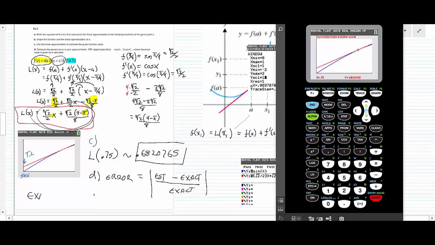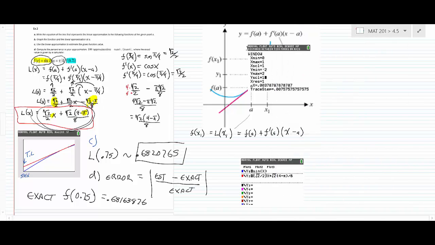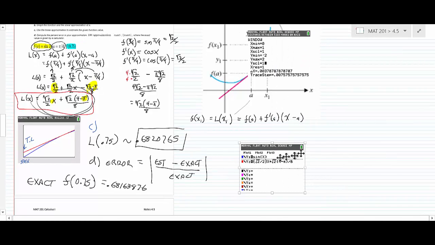So the exact answer is going to be f of 0.75. Just trace on your calculator. When you trace the exact answer, which curve do you want to be on? The sine, right? That's what we're trying to find. So make sure that you've got the sine highlighted. Now put in the 0.75, and then we'll record what that is. So that is about 0.68163876. Okay, so now we're ready to get everything put together.